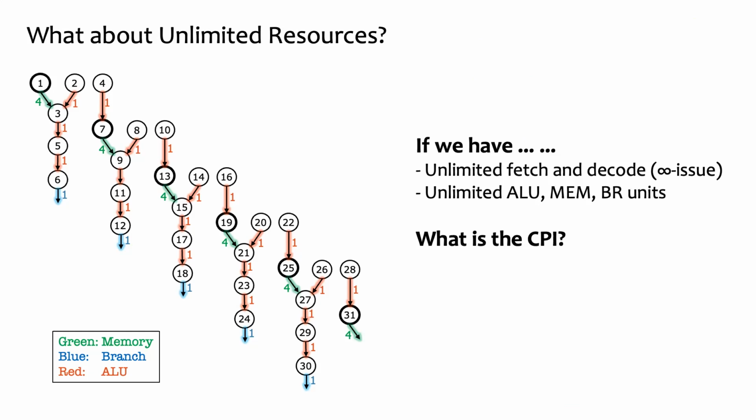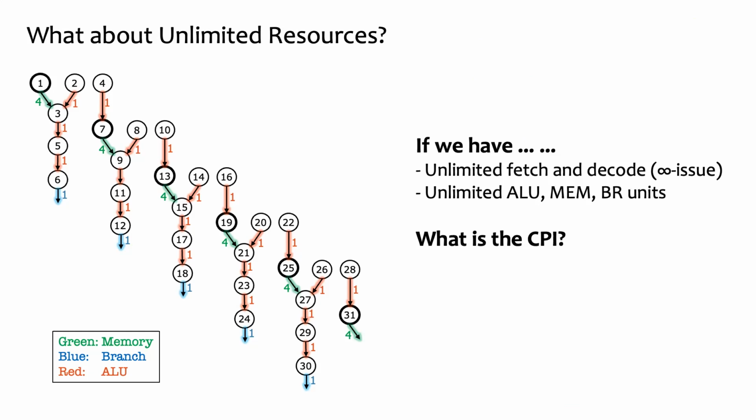Essentially, with unlimited resources, we can just run things as early as possible. We don't need to wait for fetch. We don't need to wait for resources. We still need to wait for dependency, but as you can see, this diagram is really composed of a few subtrees. There's no real connection between different iterations. Is it 1/6? 1 cycle per 6 instructions.